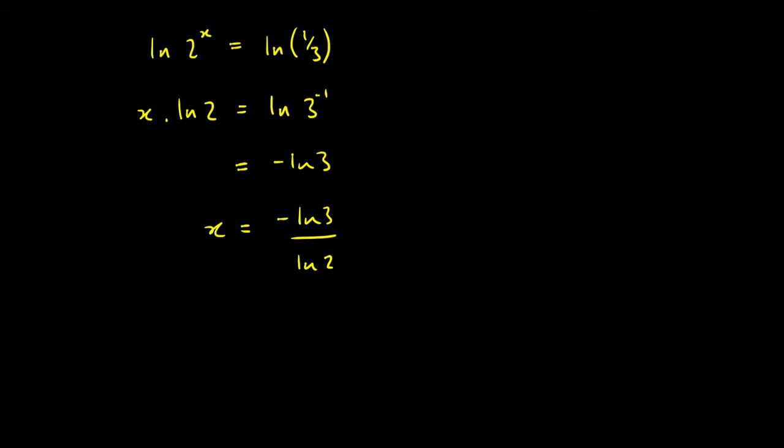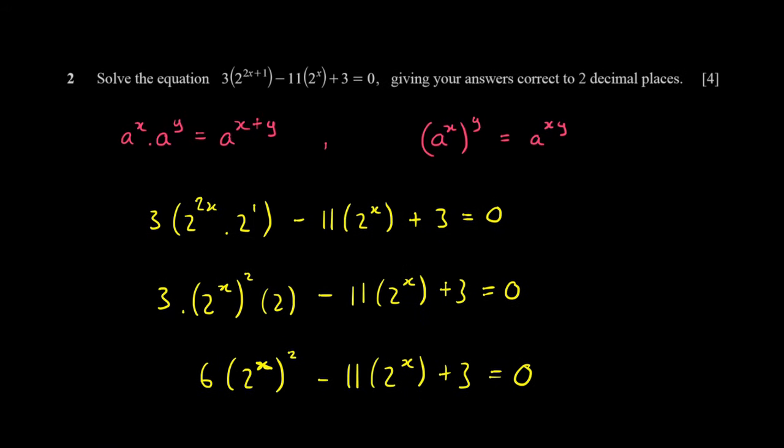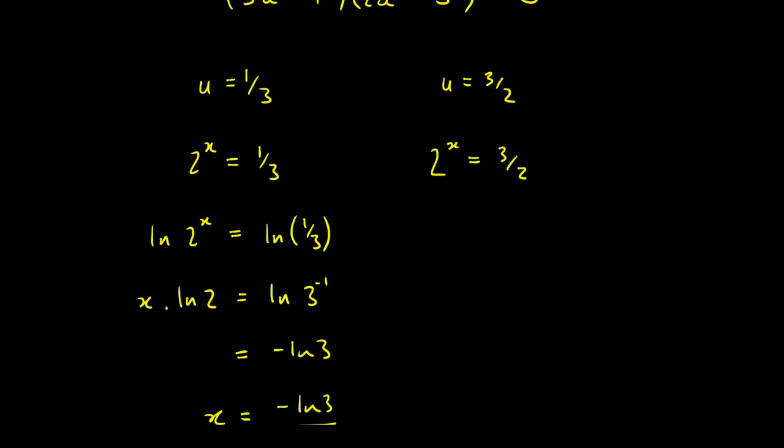And I think what I'll do is I'll just stick that straight into a calculator. So ln 3 divided by ln 2, what have I got? And so I think that answer there should be negative 1.58, which is to 2 decimal places. I think that's what they asked. Yeah, 2 dp. Okay, and then I'll do the same thing for this guy.